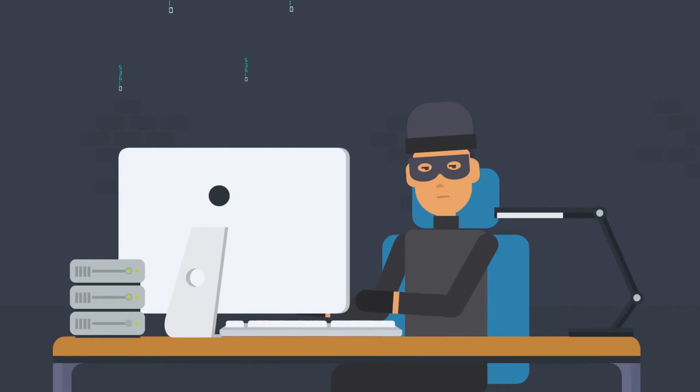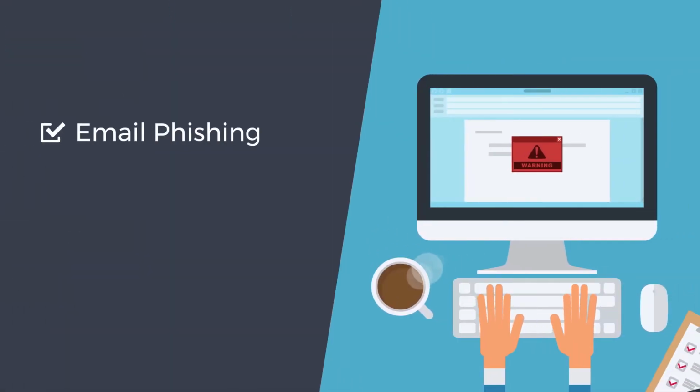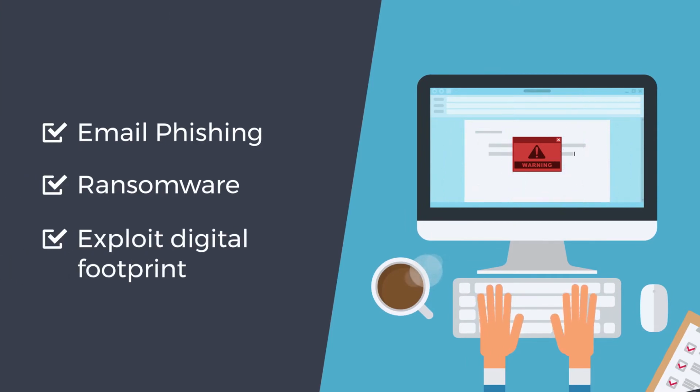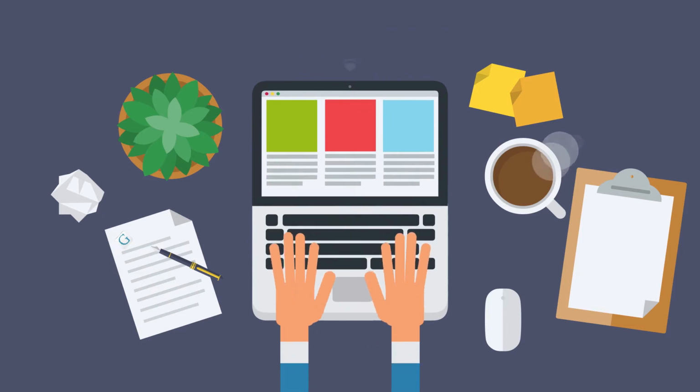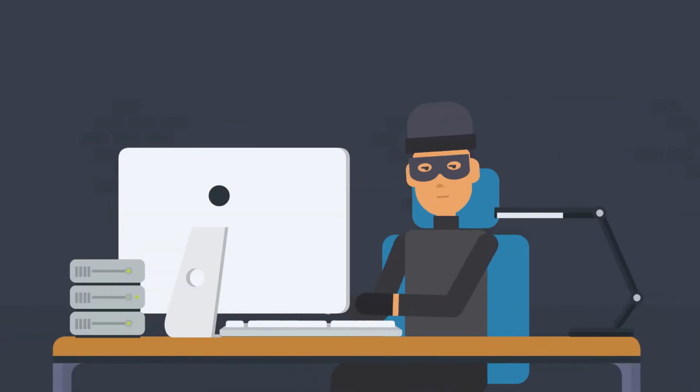A personal data breach occurs when PII is released to an unauthorized actor through email phishing attacks, ransomware, and even exploiting a victim's digital footprints. A digital footprint could be a potential piece of PII that exists on the internet as a result of a person's online activity, easily harvested and then exploited by a threat actor.